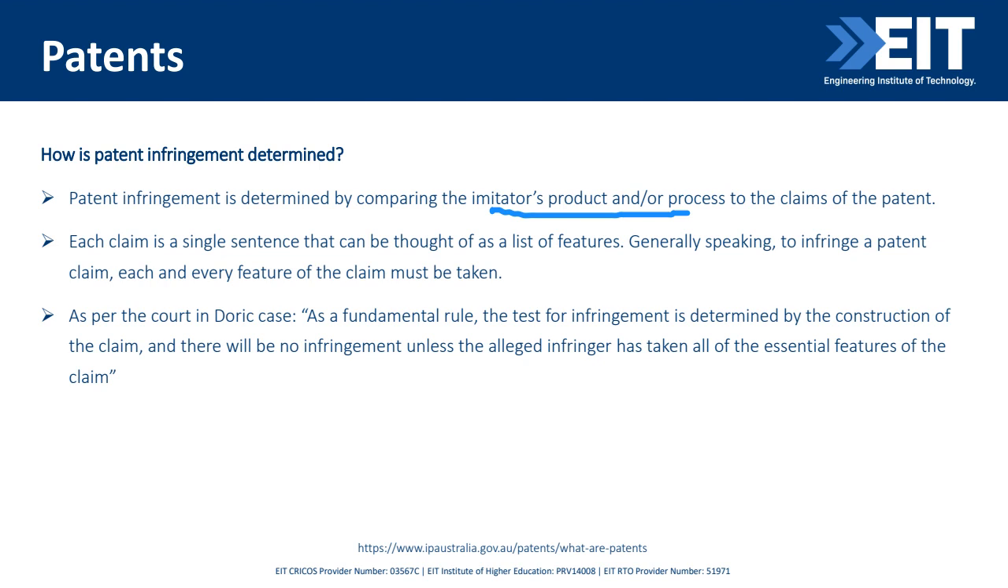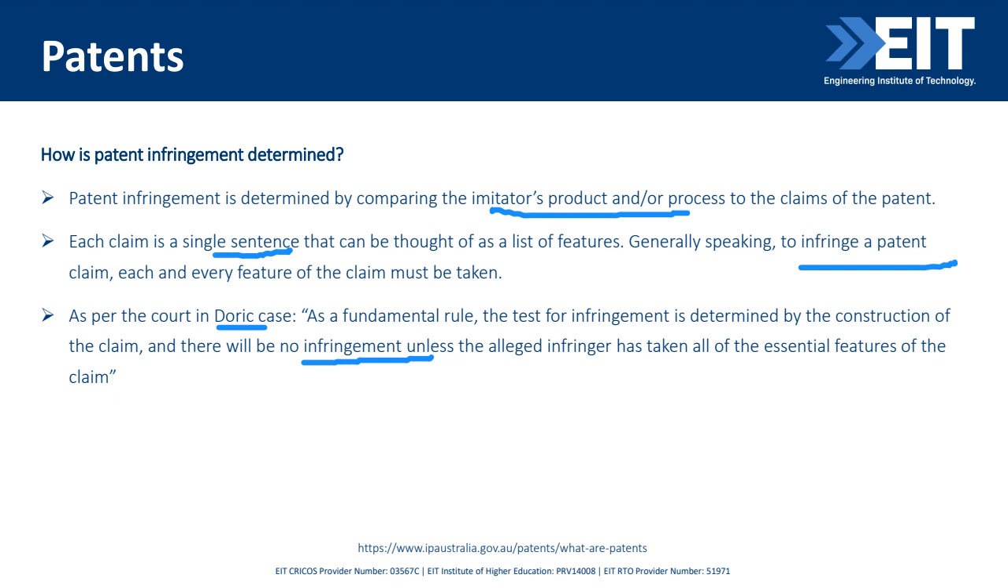Each claim would be in the form of a single sentence, and you can consider that as a feature. Each claim will give one feature of your product or invention. And in order to infringe a patent claim, each and every feature of the claim must be taken. This is the benchmark case, the Doric case. You can search it up on Google, but in the Doric case, the court established the guideline that as a fundamental rule, the test of infringement is determined by construction of the claim. There will be no infringement unless the alleged infringer has taken all the essential features of the claim.